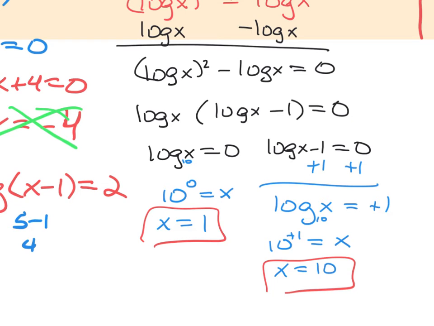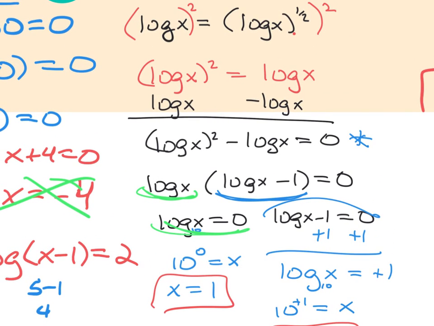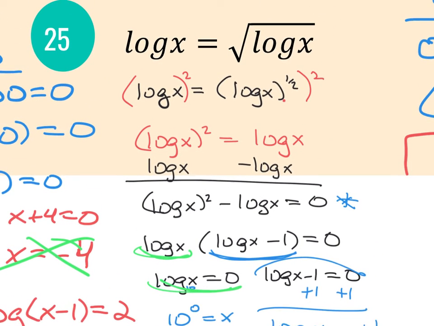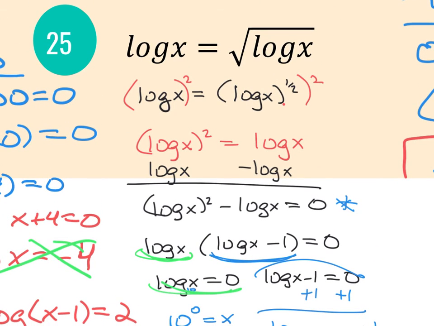Yes? How'd you get the log x minus 1? So I took this and set this one equal to 0, and then I took this one and set it equal to 0. Oh, no, like how'd you get the log x squared to log x minus 1? Oh, this right here. So what I did was I turned the square root into a fraction exponent. Then to get rid of the fraction, I raised both sides to the second power, which canceled that.